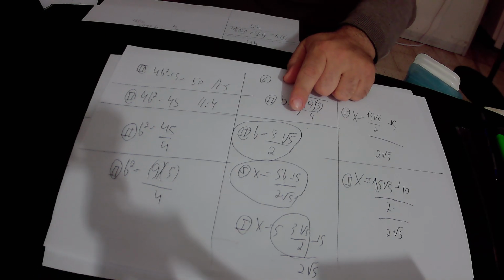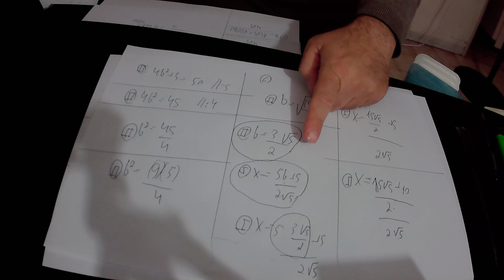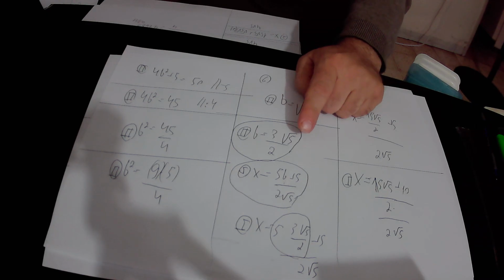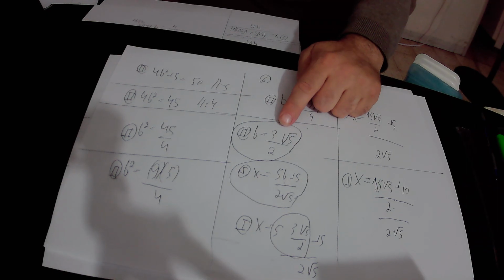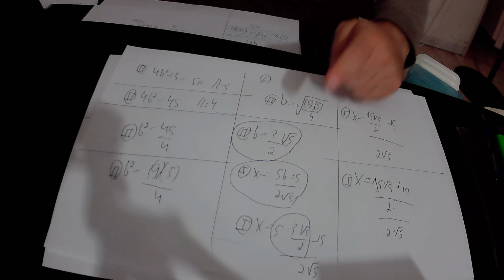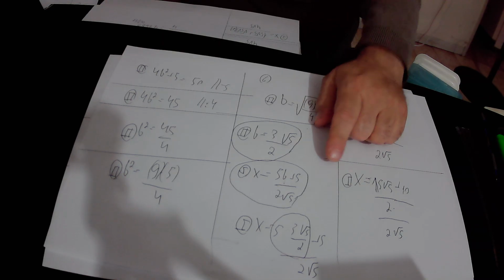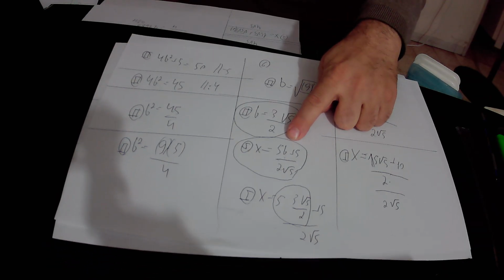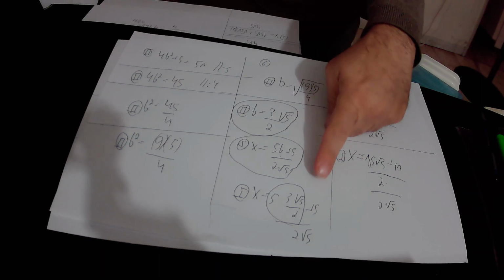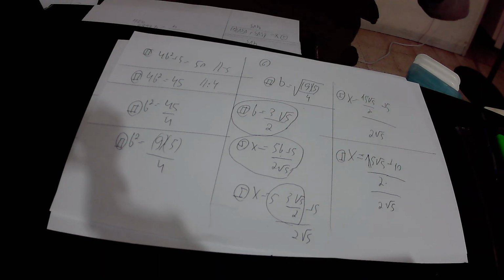This is according to equation number 2, while according to equation number 1, we have already found out that x equals to (5b plus 5) over 2 times square root of 5. So now we can put the value of b that we found in equation number 2 inside b in this equation, equation number 1. We did it and we found out actually that x equals to 5b, and b is 3 times square root of 5 over 2, plus 5 over 2 times square root of 5.